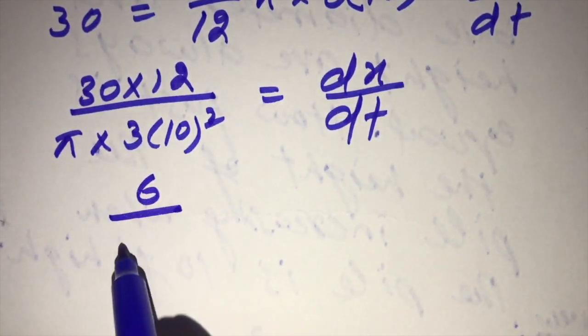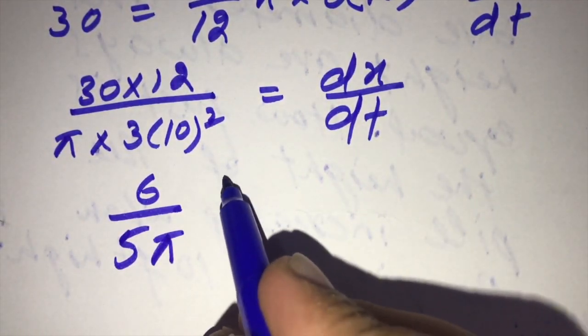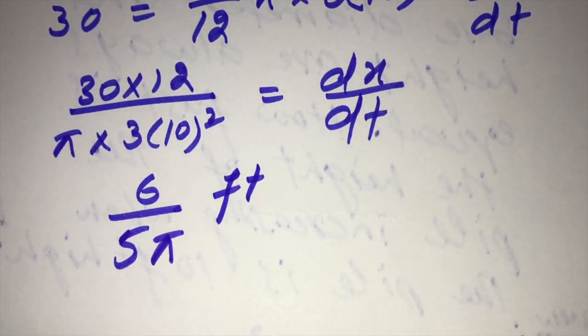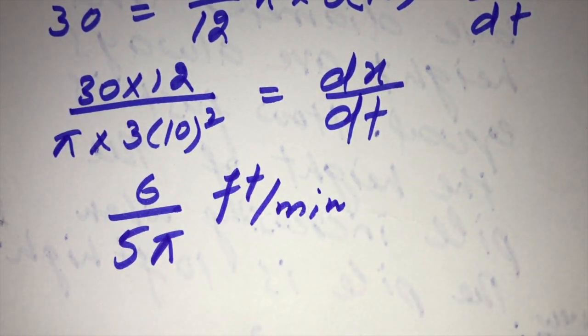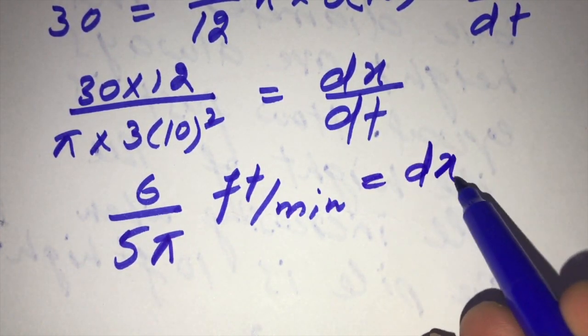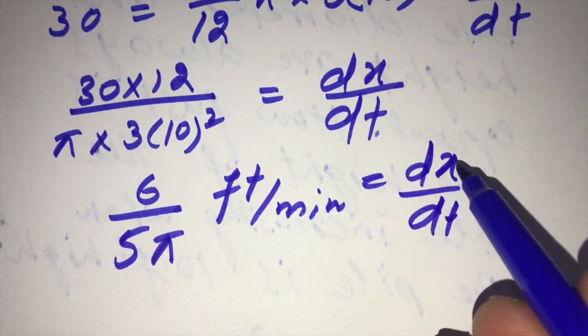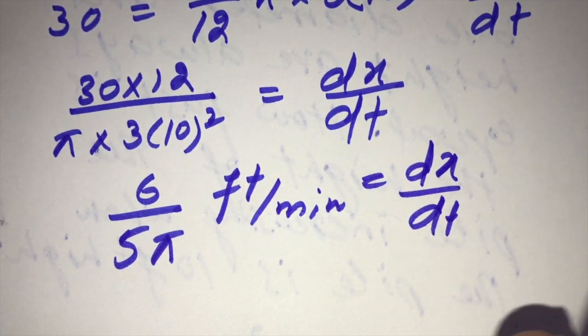It is equal to 6 over 5 pi feet per minute, which means the height of the pile is increasing at the rate 6 over 5 pi, which is equal to dx by dt. You can also replace x by h. It is all about exercise 5.1, and we solved 9 sums in this exercise, and thank you so much.